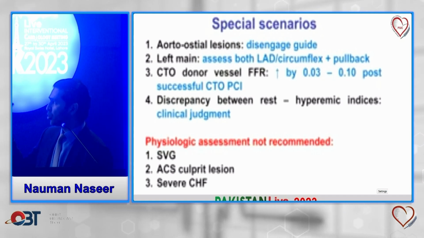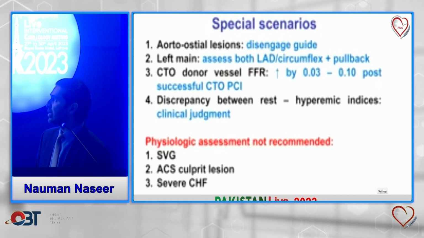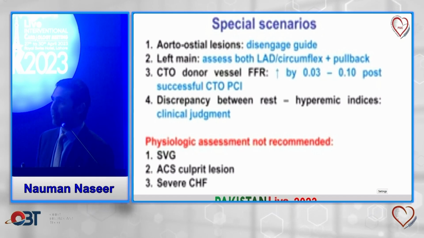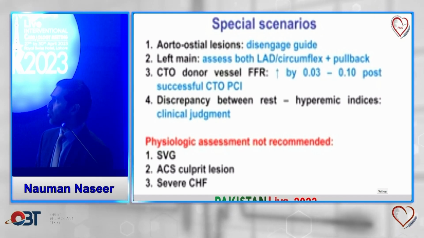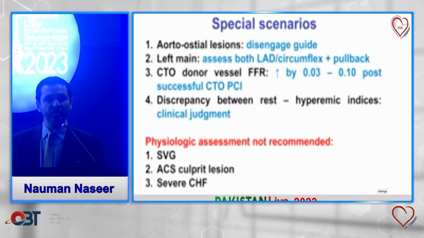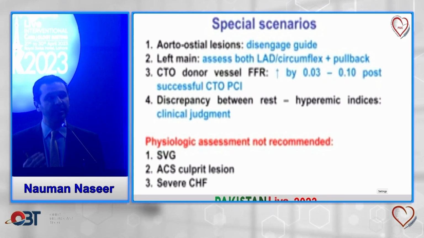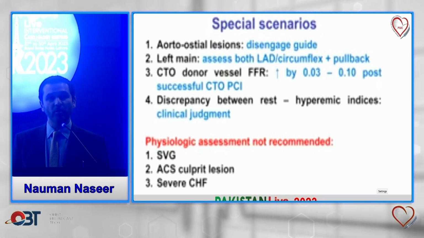Special scenarios to remember: aortoostial lesions, disengage the guide, remember that which I showed. For left main, as I showed in that case, assess both LAD and left circumflex, and make sure you pull back pressures. And the CTO donor vessel FFR: I just had a case recently with a borderline LAD lesion, 60%, and the right coronary was a CTO.